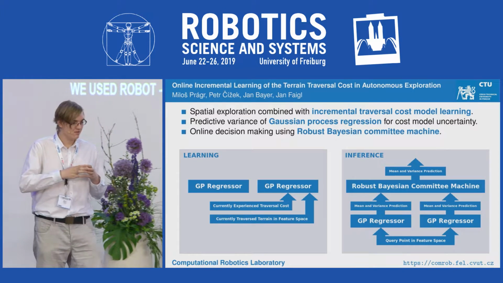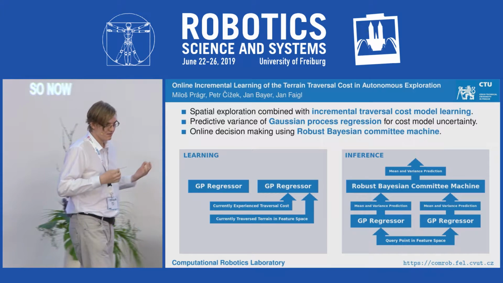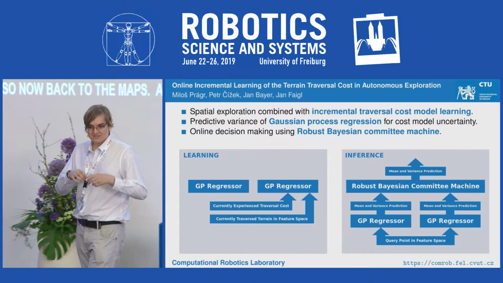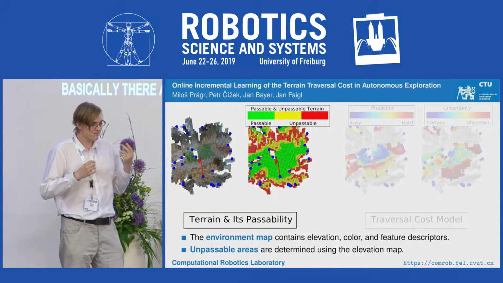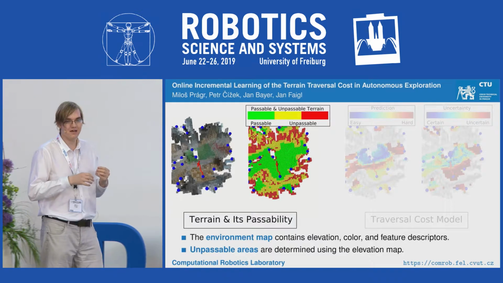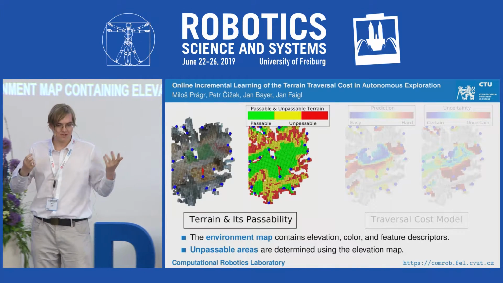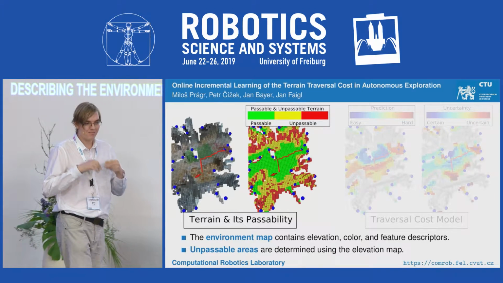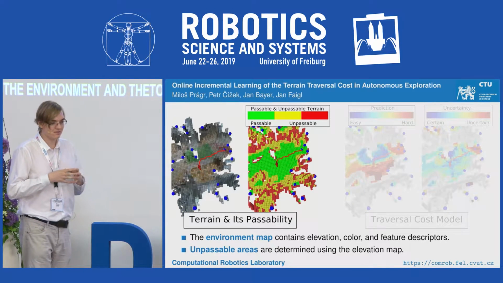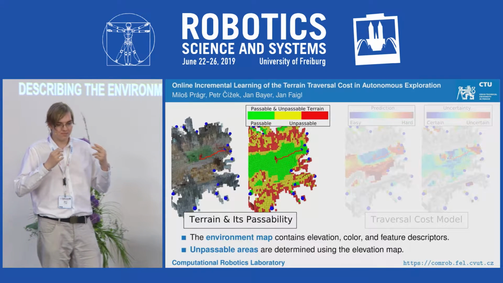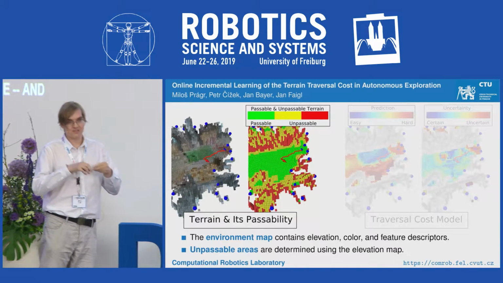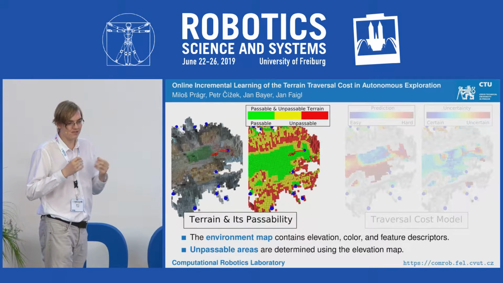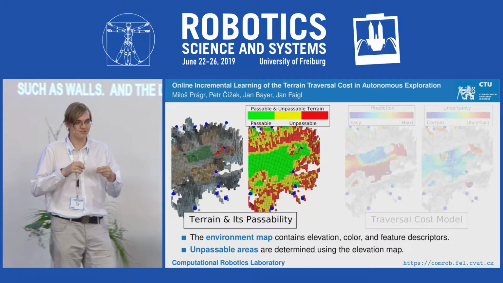So now, back to the maps and the components of the system. The robot basically tracks several maps. First of all, we have the environment map, which contains elevation, color, and terrain feature descriptors that describe the environment and the terrains. The elevation information is used to filter out the unpassable areas. And we basically compare the elevation of neighboring cells to filter out obstacles such as walls or ravines. Then the terrain feature descriptors are used to learn and to predict the traversal costs.